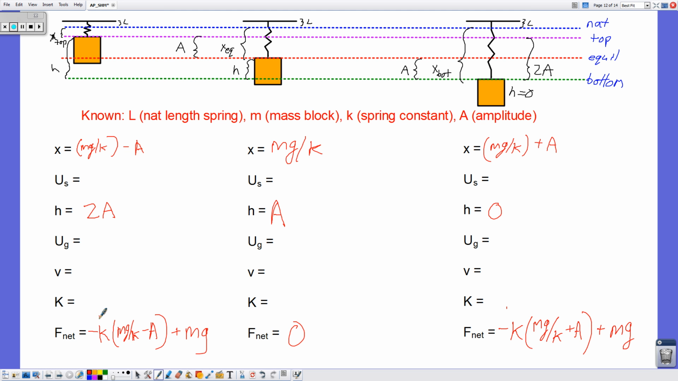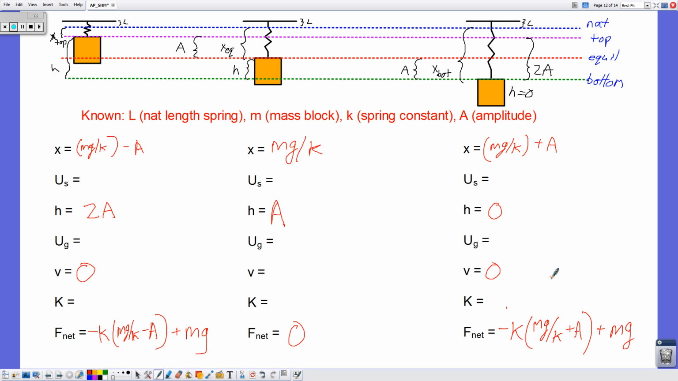Now let's look at other things. Let's look at speed. What's the speed going to be at the lowest point? Well, it has to be 0, because it's stopped and it's about to start going up. What's the speed here? Max, but I don't have a number for it yet. What's the speed here? Well, that better also be 0, because it's at the highest point, it's stopped, it's going to start going down.